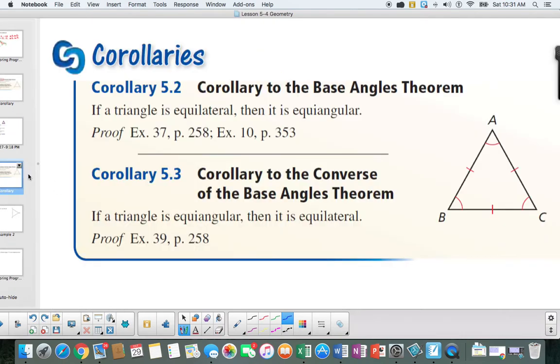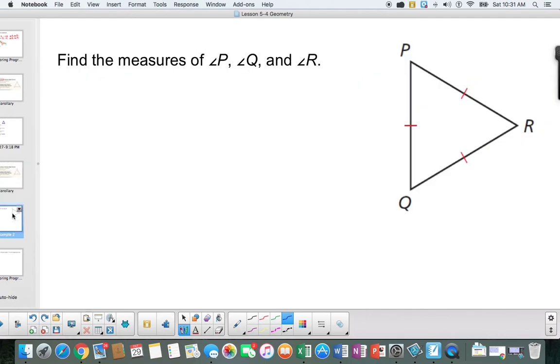Okay, one more time. If a triangle is equilateral, then it's equiangular. If it's equiangular, then it's equilateral. Notice that this triangle is equilateral. Equilateral means all these angles are the same. Now this is a triangle, and we know that they all add up to 180, and if you divide 3 into there, then these are all going to be 60 degrees.